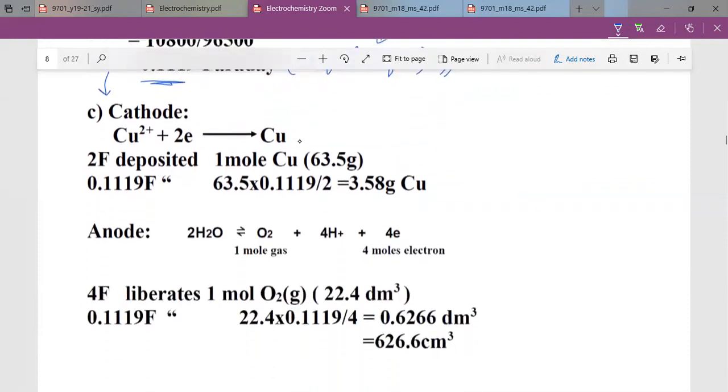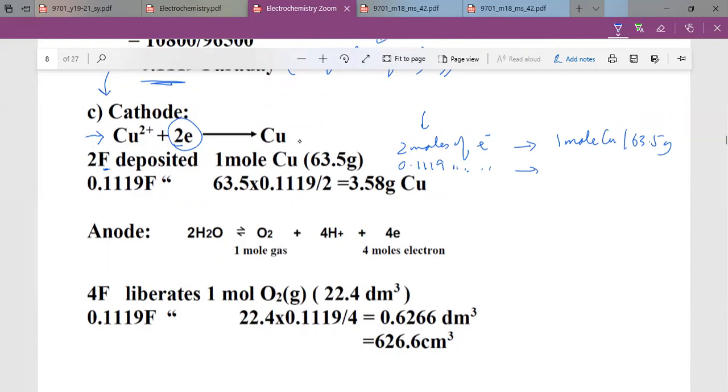So from this equation, this is what is happening at your cathode. Look at 2 moles. You can put now 2 moles of electrons. I say this is the current usage, not Faraday, this is the old one. 2 moles of electrons deposit 1 mole of copper, or 63.5 grams. So therefore, 0.1119 moles of electrons will deposit how much? This is all simple maths.